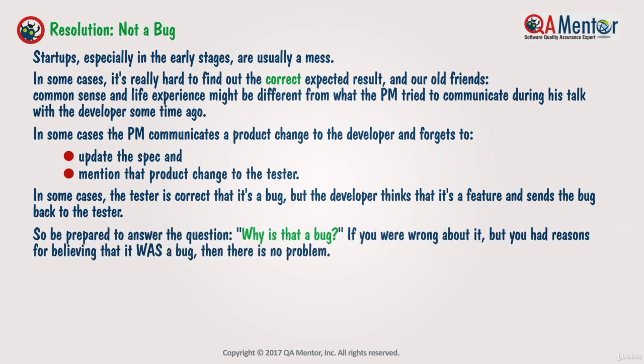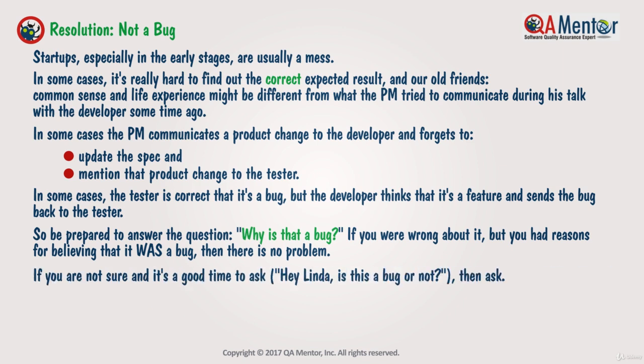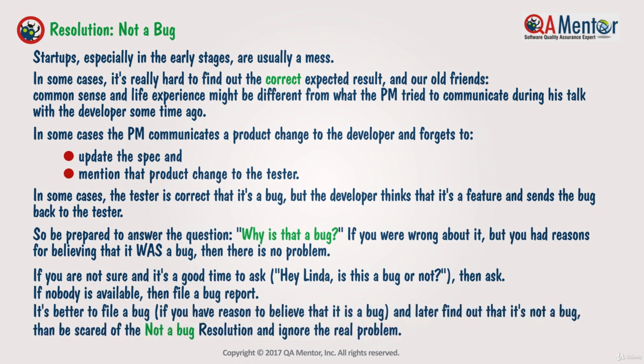So be prepared to answer the question, why is that a bug? If you were wrong about it, but you had reasons for believing that it was a bug, then there is no problem. If you are not sure, and it's a good time to ask, hey, Linda, is this a bug or not? Then ask. If nobody is available, then file a bug report. It's better to file a bug if you have reason to believe that it is a bug and later find out that it's not a bug than be scared of the not a bug resolution and ignore the problem.